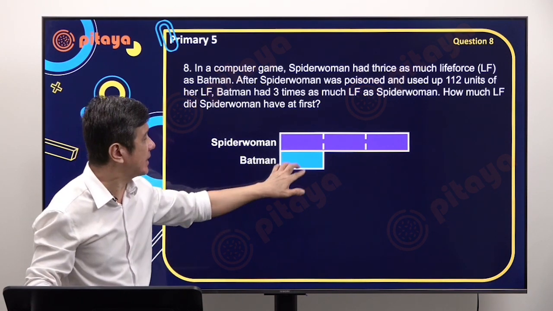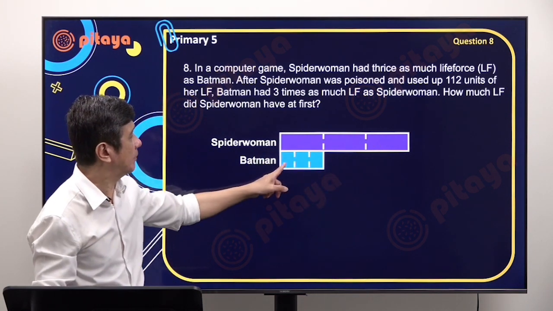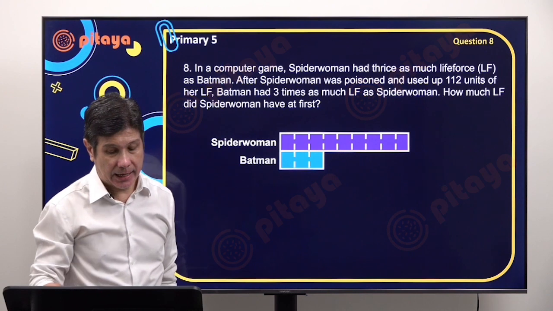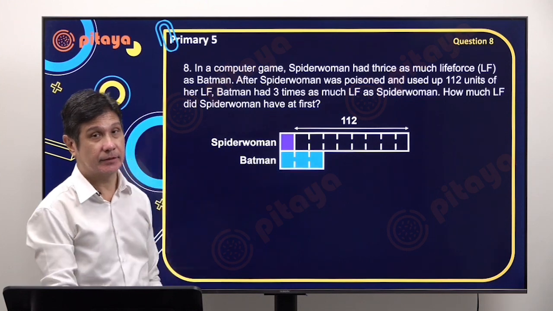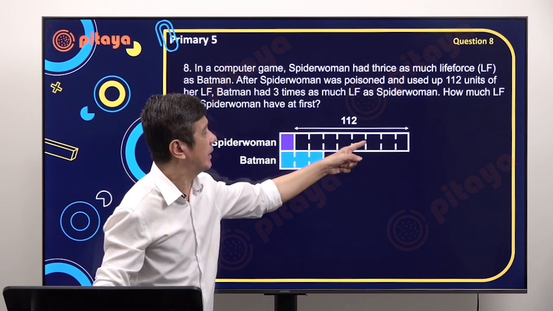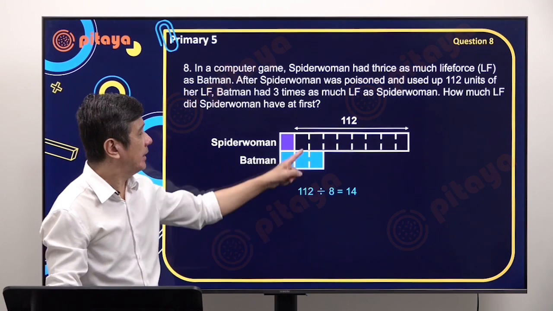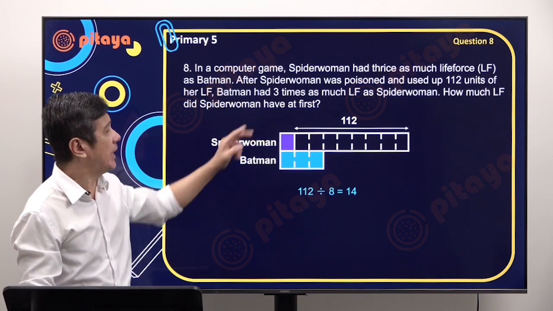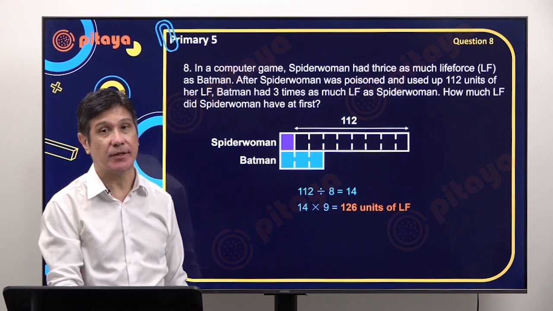Okay? Therefore, if this is cut into 3, all this must be cut into 3 as well. So I'm cutting Batman into 3 now. Therefore, I must cut this into 3, this into 3, this into 3. And then Spider-Woman, you remove that 1 and 3 here. So this is the part that is 112 units, which is 1, 2, 3, 4, 5, 6, 7, 8 boxes. So 112 divided by 8, each one is 14 units of life force. So Spider-Woman at first, you need 9 of them. So 14 times 9, 126 units of life force.